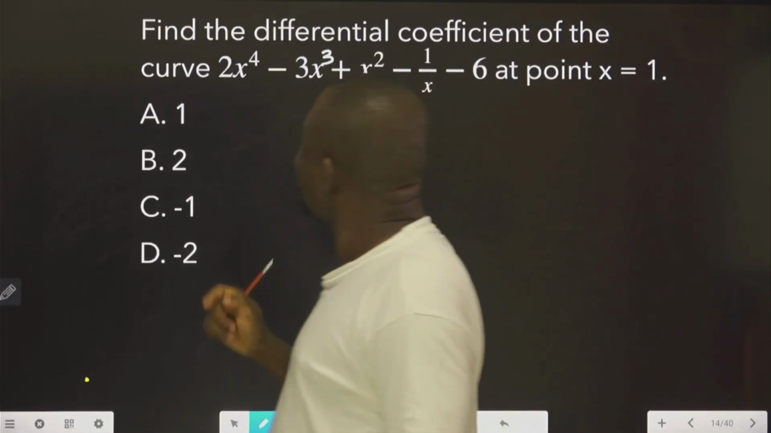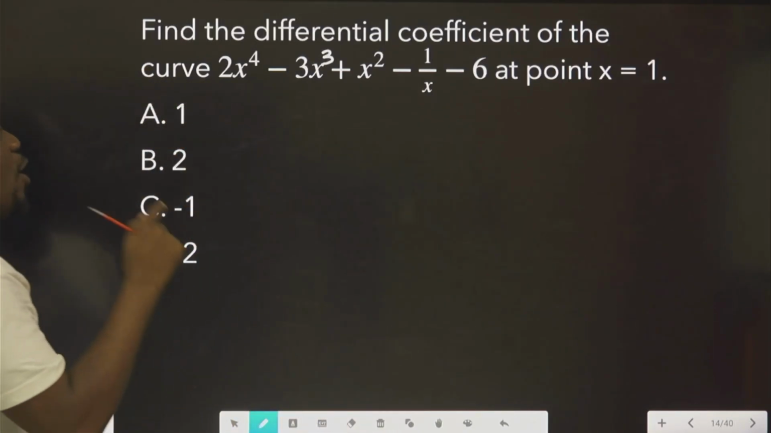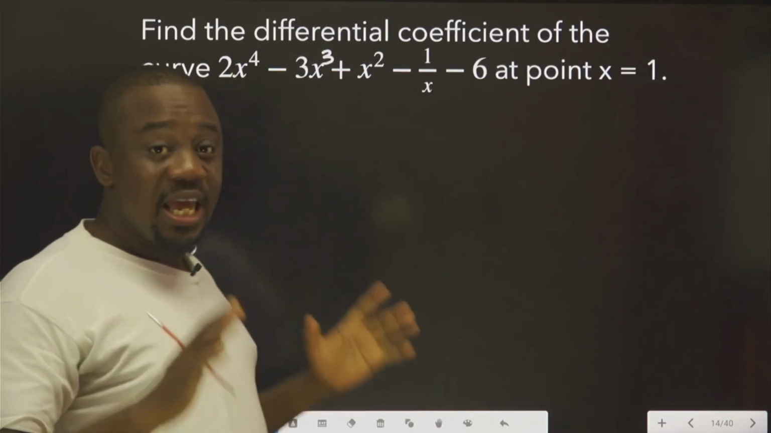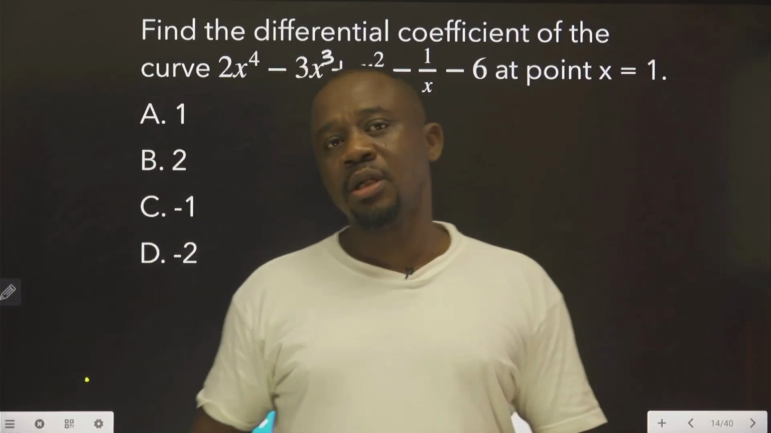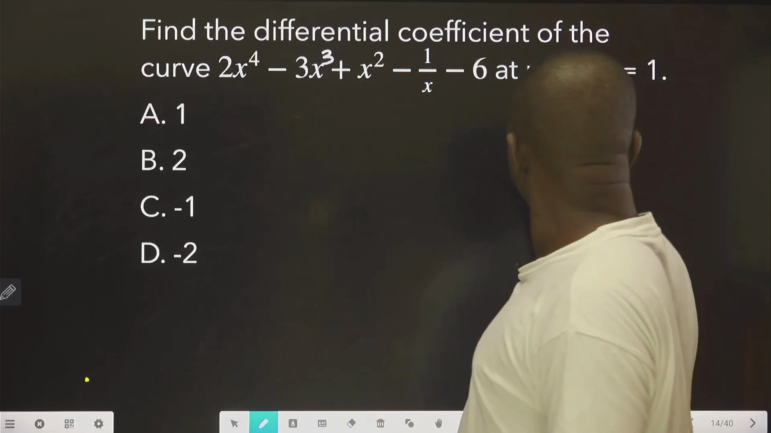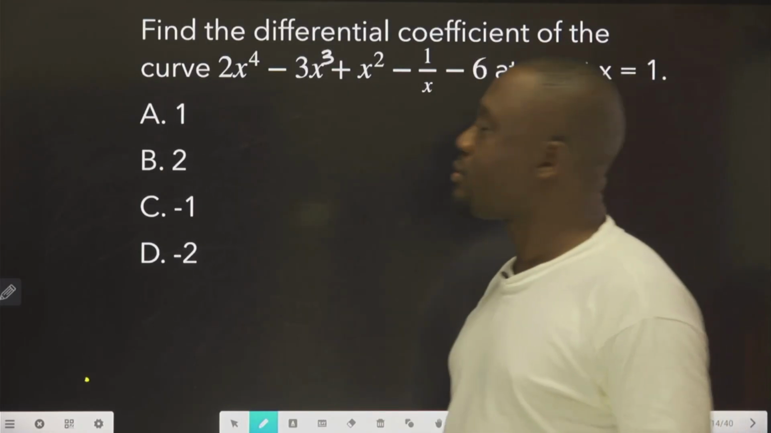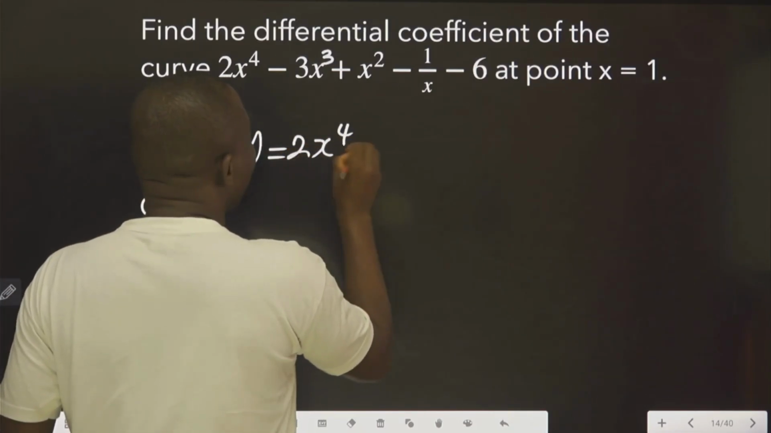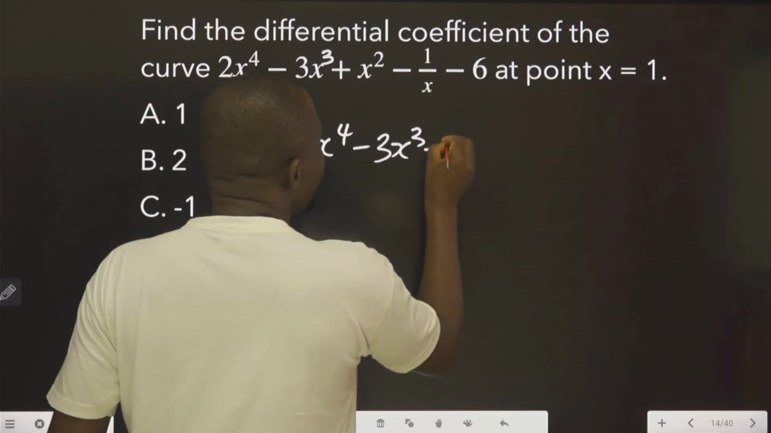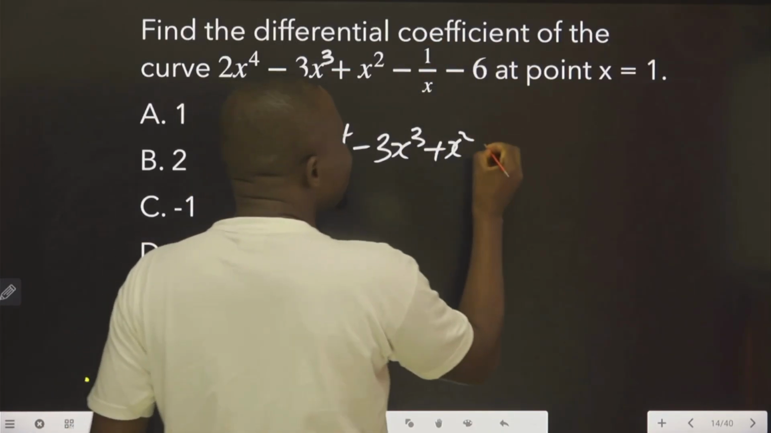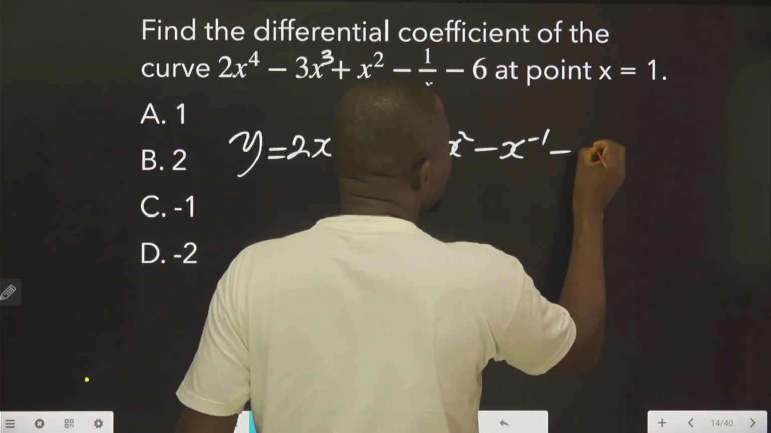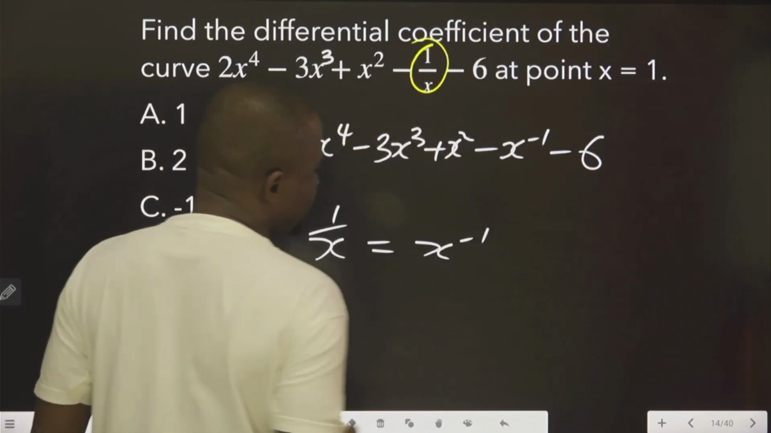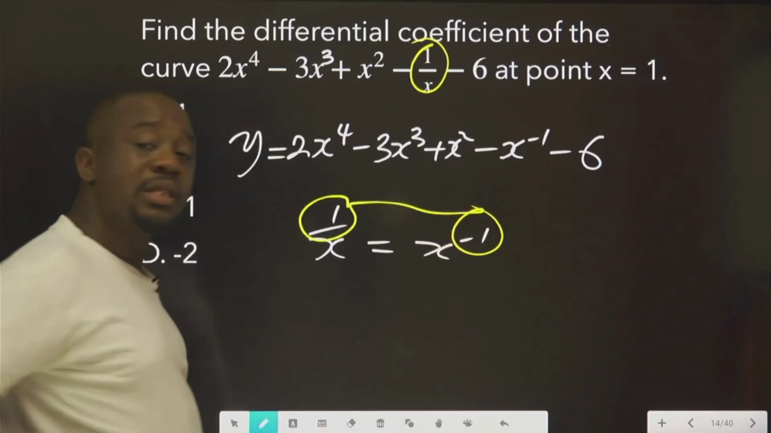Let's look at this. It says, find the differential coefficient of the curve at this point. If you understand your differentiation, it means after you differentiate this, you substitute this. First of all, this simply means y equals 2s raised to power 4 minus 3s raised to power 3 plus s raised to power 2. What is the meaning of this? It means s raised to power minus 1 minus this.